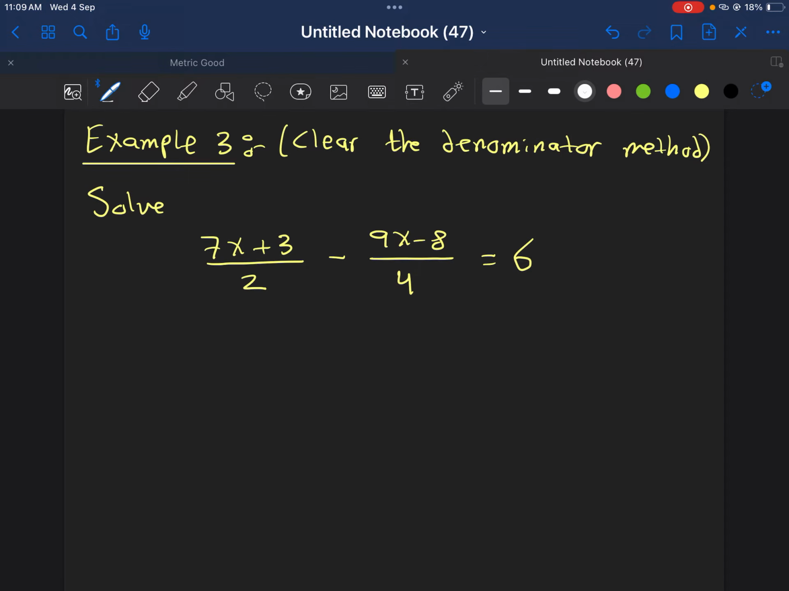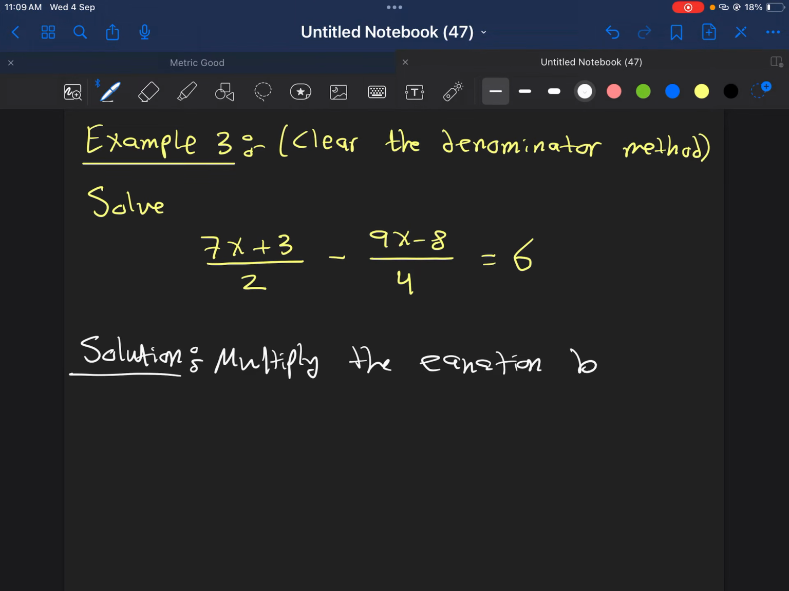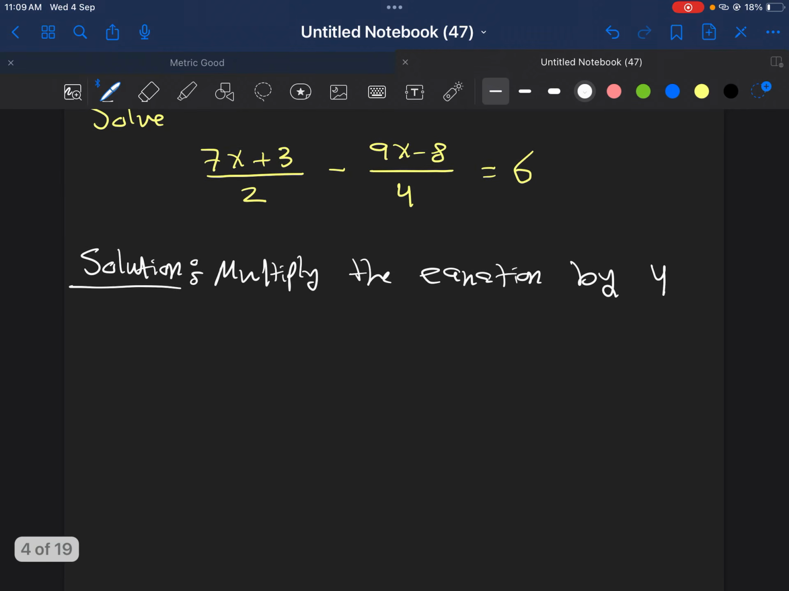So solution, multiply the equation by 4, and we'll see what will happen. Now before I multiply the equation, I need to write it down. (7x+3)/2 minus (9x minus 8)/4 equal to 6. Now we need to multiply it by 4.